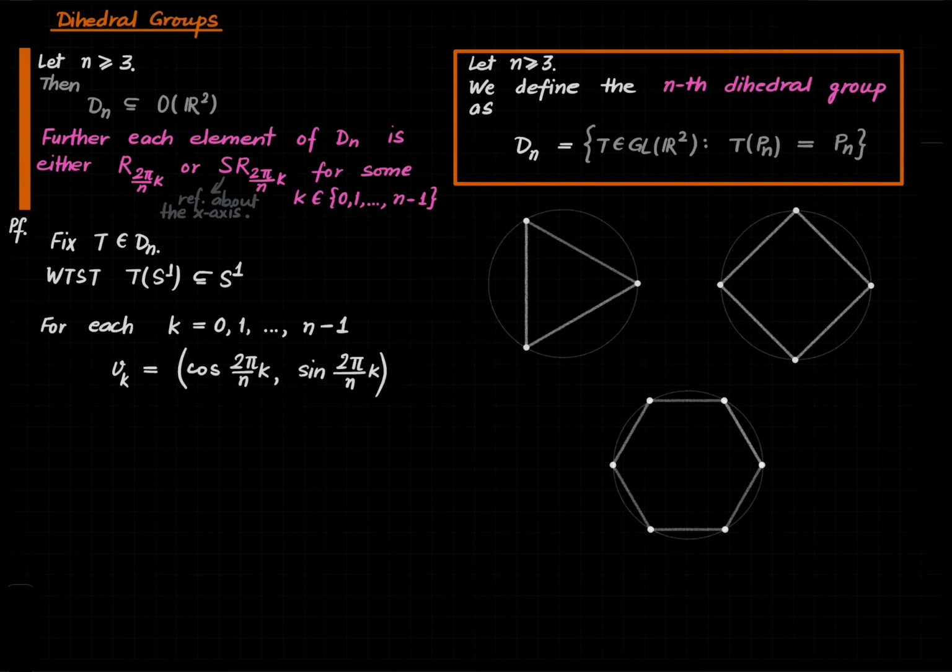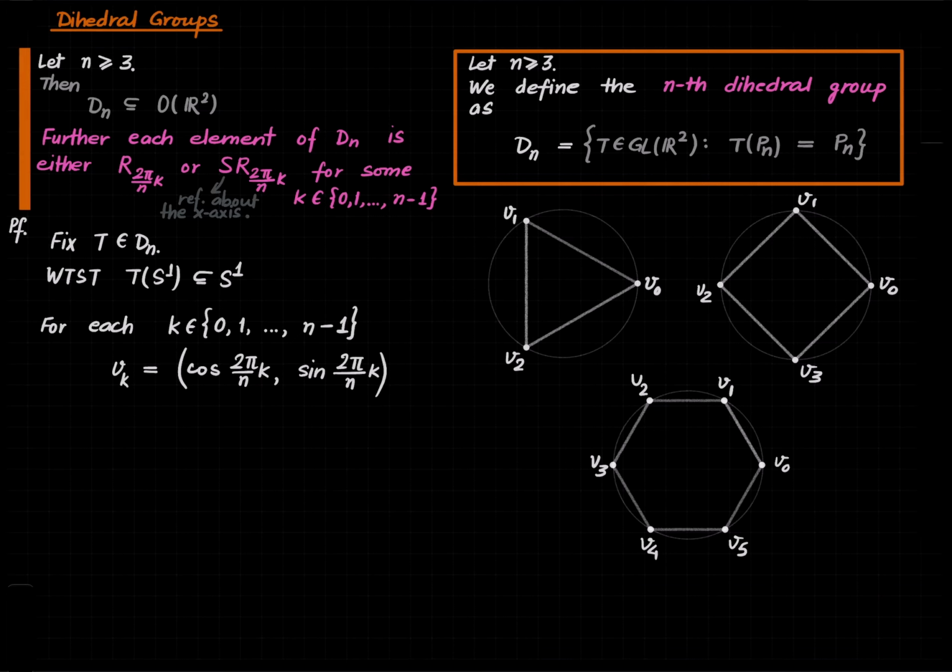Now let's develop this notation. For each k in this set, 0 to n minus 1, we define this vertex vk as this element. So let me jot them down here for clarity. This is v0, this is v1, this is v2. Similarly, here you have v0, v1, v2, v3. And here we have v0 to v5. All right, so these are the n vertices of the regular n-sided polygon.